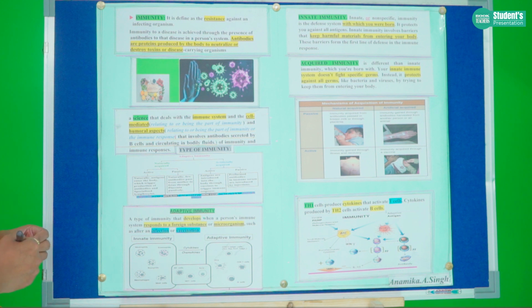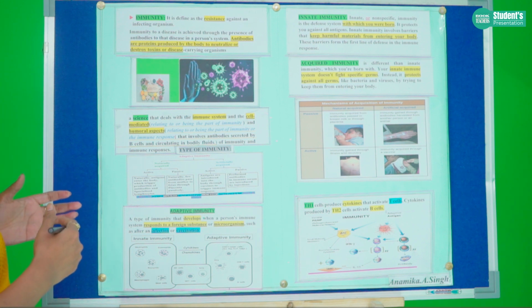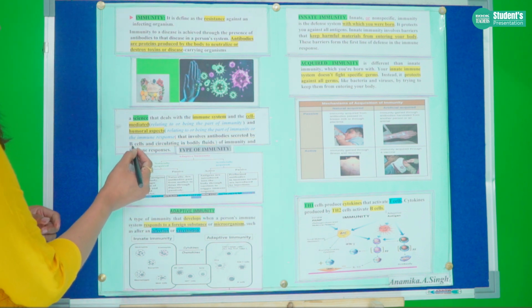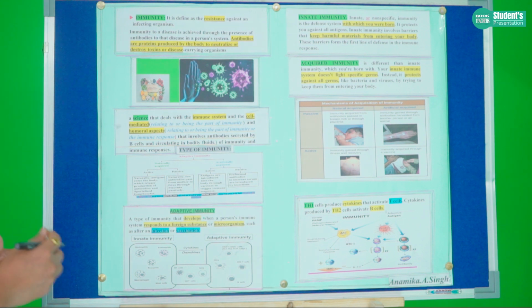against that disease. Now we'll see what antibodies are, because they play an important role when we are talking about immunity. So antibodies are nothing but proteins produced by the body. These proteins are produced to neutralize, or we can say to destroy, the toxin or the disease carrying organism. Now we'll see how the activation of antibodies takes place. For that, B cells play a very important role in the activation of antibodies.